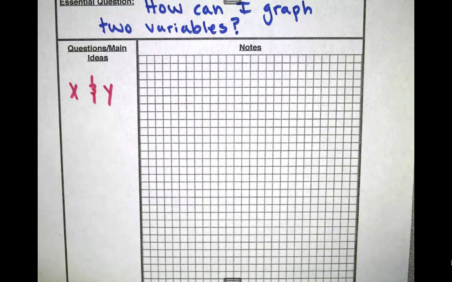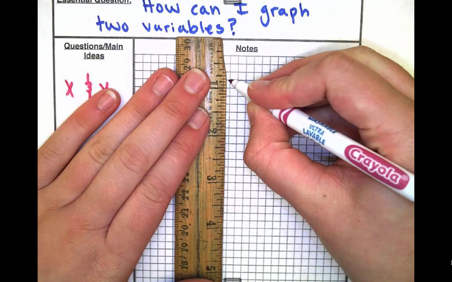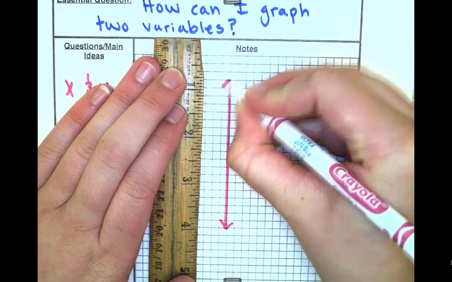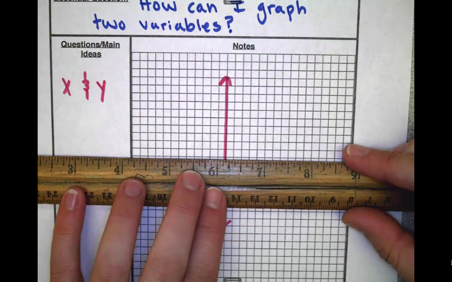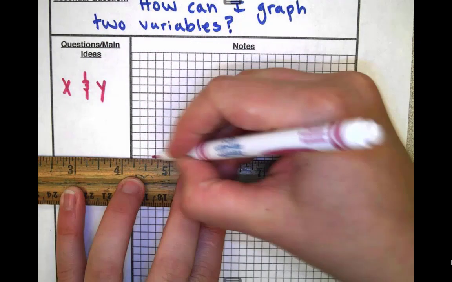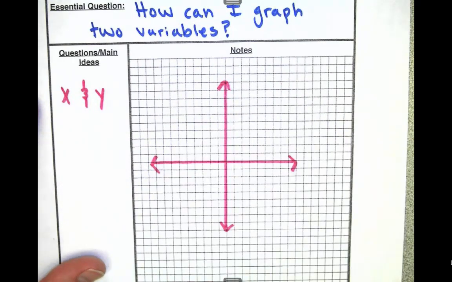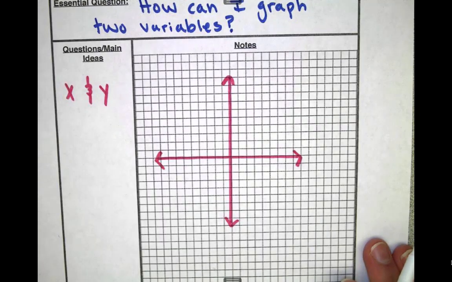We're going to grab our ruler here, and on our graph paper, I'm going to draw a line going vertical up and down, and I'll put two arrows on it. And then I'm going to draw a second line going through the middle of it, something like this, and I'll put also two arrows on it. So it looks like this. Now we have a name for this type of graphing. It's called a coordinate plane or a Cartesian graph.